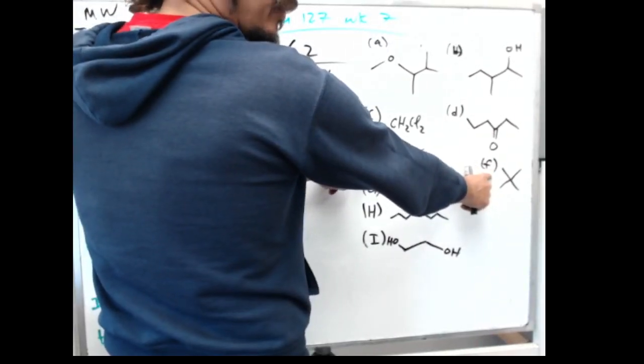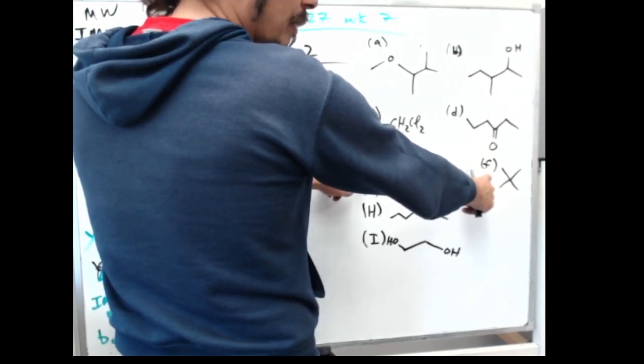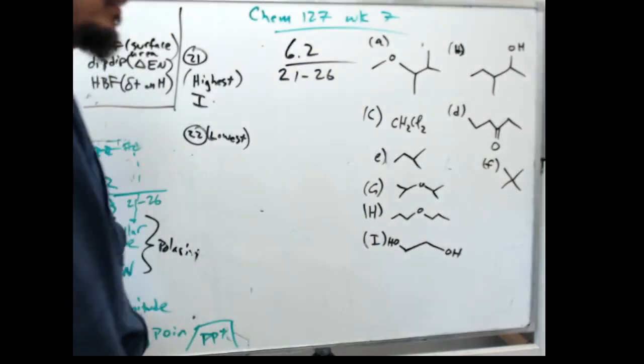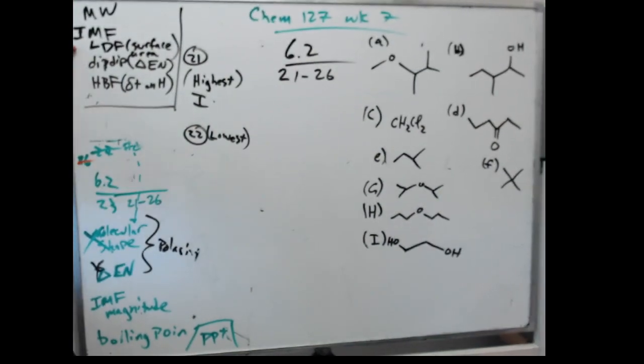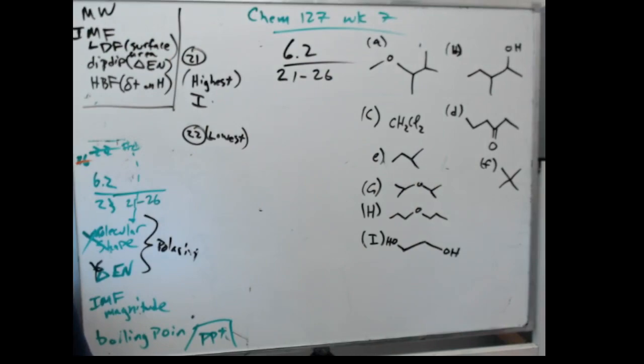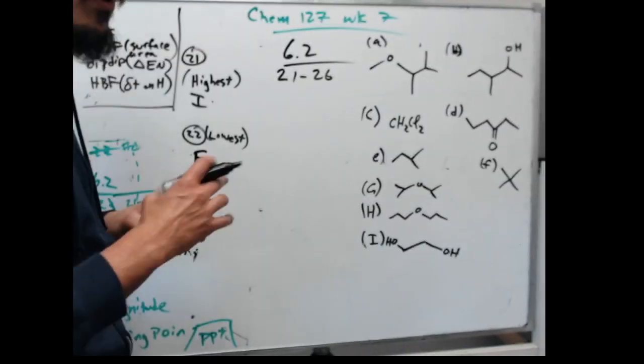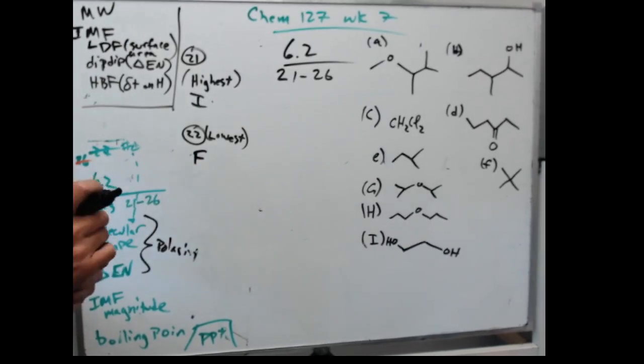Right? Both of these things are just hydrogens and carbons. No hydrogen bonding force, no dipole-dipole moment. And between those two, it's just going to be the one we're looking at London dispersion for. So it's between E and F, which one has the smaller surface area. F is going to have the smaller surface area because more branching usually leads to less surface area.